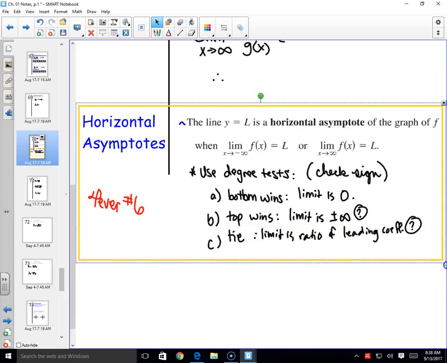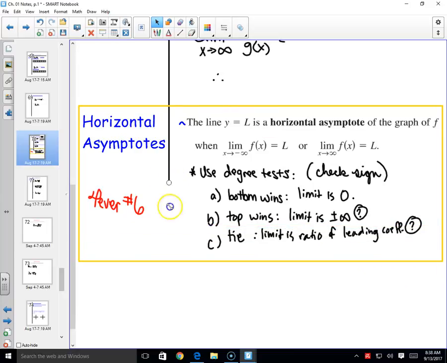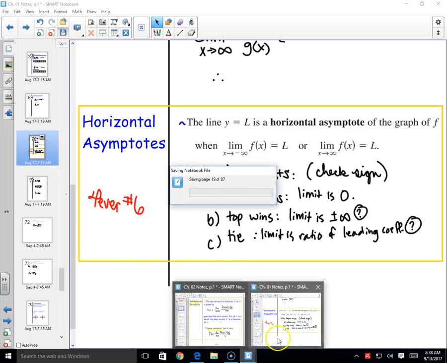If we don't have a top or bottom, we're getting a top or bottom. But we'll see that as AP practice gets harder. So that was forever number 6. You guys got it okay? I'm going back to forever number 7 then.